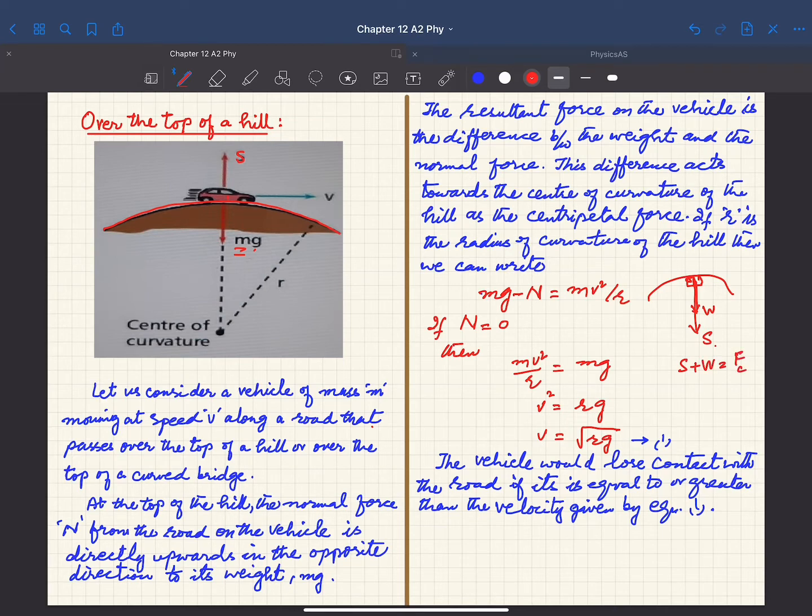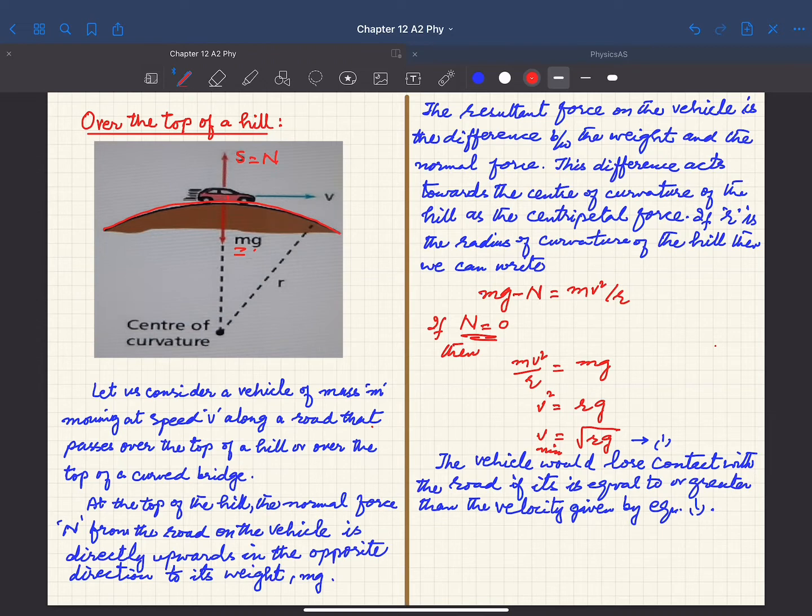But in this case there is a difference, and the difference of the forces we are just mentioning here is mg minus n is equal to mv square over r. Basically this s is nothing but n, so either you write n or s, it doesn't make any difference, but this is basically the normal force. So when again the normal force is 0, then the velocity will be again square root of rg. So again this is the minimum velocity with the help of which the body can move easily along this track, the curved path.